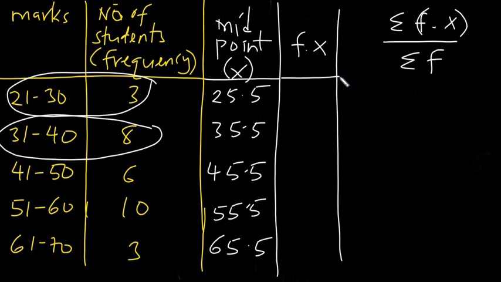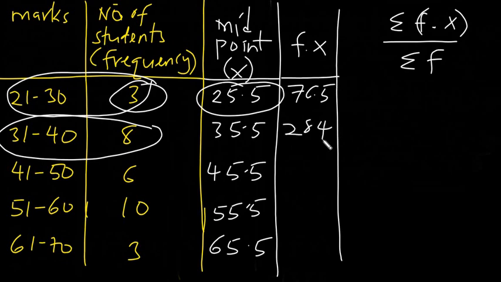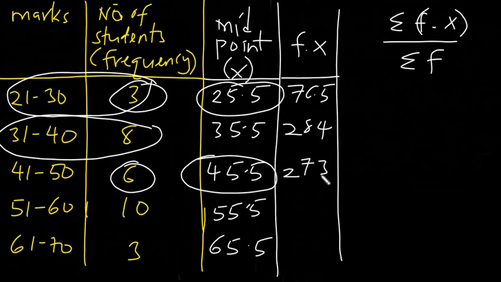So for this first one, we're going to have 3 multiplied by 25.5 to give us 76.5. Then for this other one, we have 8 multiplied by 35.5 to give us 284. Then 6 multiplied by 45.5 to give us 273. And this other one, 10 multiplied by 55.5 to give us 555. And finally 3 multiplied by 65.5 to give us 196.5.